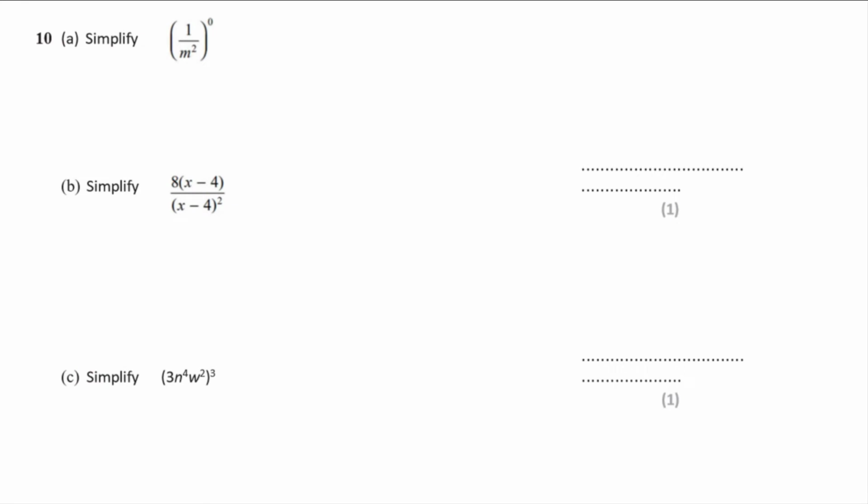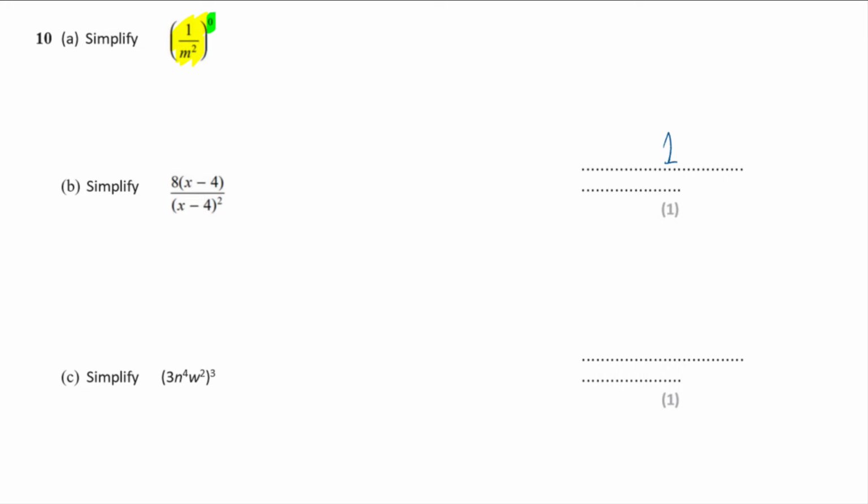Question 10a, simplify 1 over m squared to the power 0. Complicated thing to the power 0, it doesn't matter how complicated the thing is. If you've got anything raised to the power 0, it's 1. Okay, so it doesn't matter how complicated the thing is, it's always going to be 1.